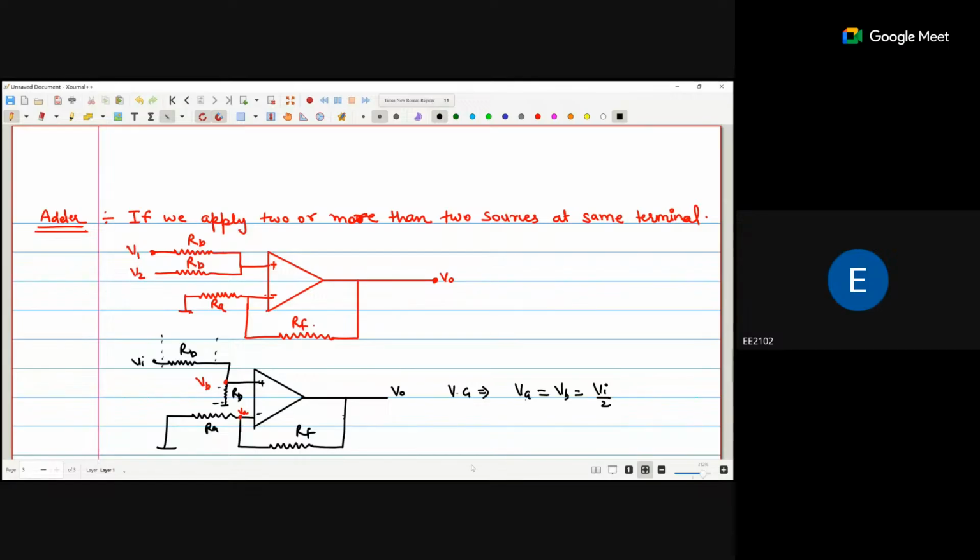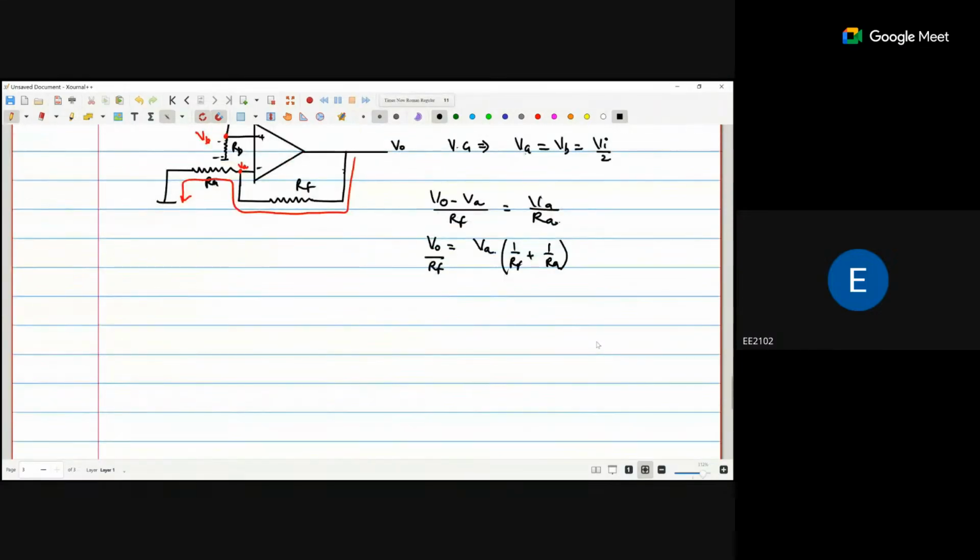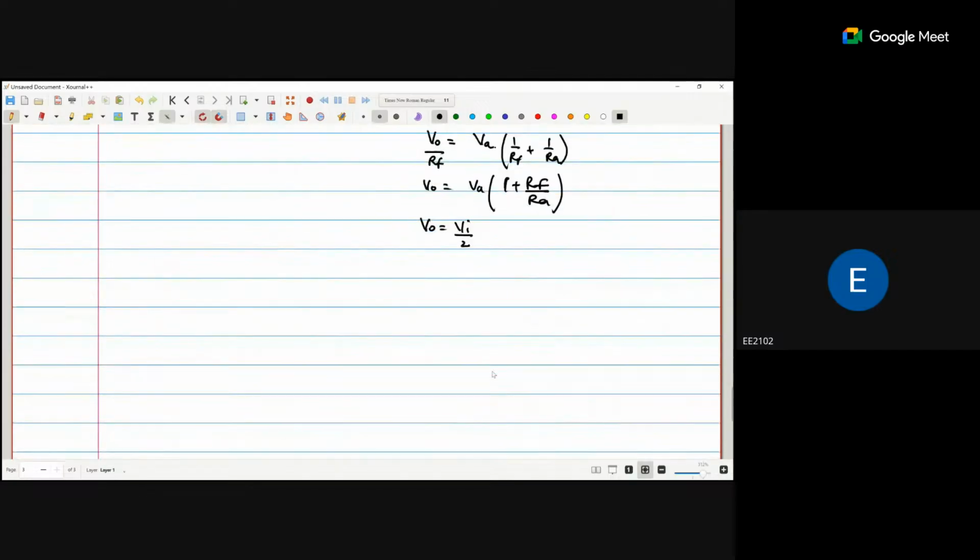Clear? Any doubt? Now, from the feedback, the direction of current will be this one. Apply KCL. So V naught minus VA upon RF is equal to VA upon RA. So V naught upon RF is equal to VA times 1 upon RF plus 1 upon RA. Okay, so V naught is equal to VA times 1 plus RF by RA. And what is VA? VI by 2. So V naught is equal to V1 by 2 times 1 plus RF by RA.